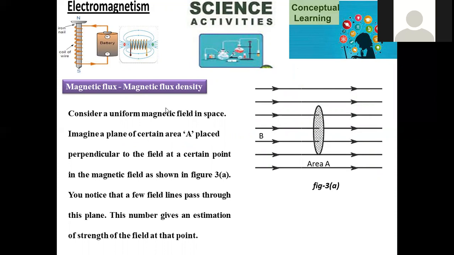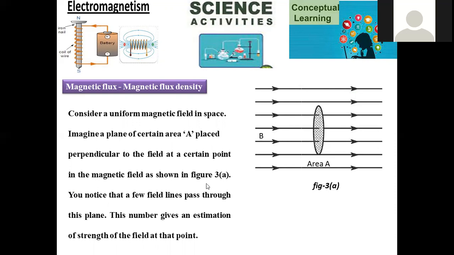So in order to explain this, the diagram was given to us. Consider a uniform magnetic field in a space. So we are taking a magnetic field that is unidirectional in nature. Instead of curvature, we are assuming that all the magnetic field lines are passing in a regular manner. All these are parallel in nature. Imagine a plane of certain area A placed perpendicular to the field at a certain point. Here you can clearly observe this hypothetical circle which we kept, through which these lines are passing. And this is said to be an area A.